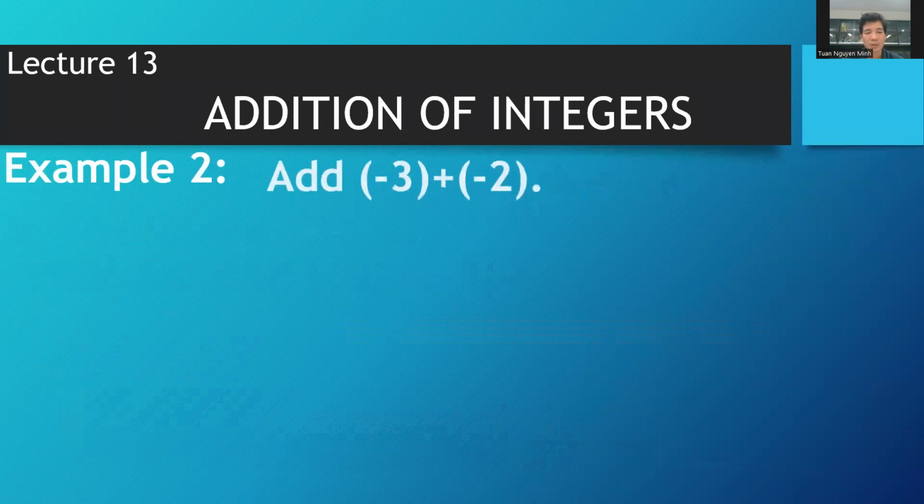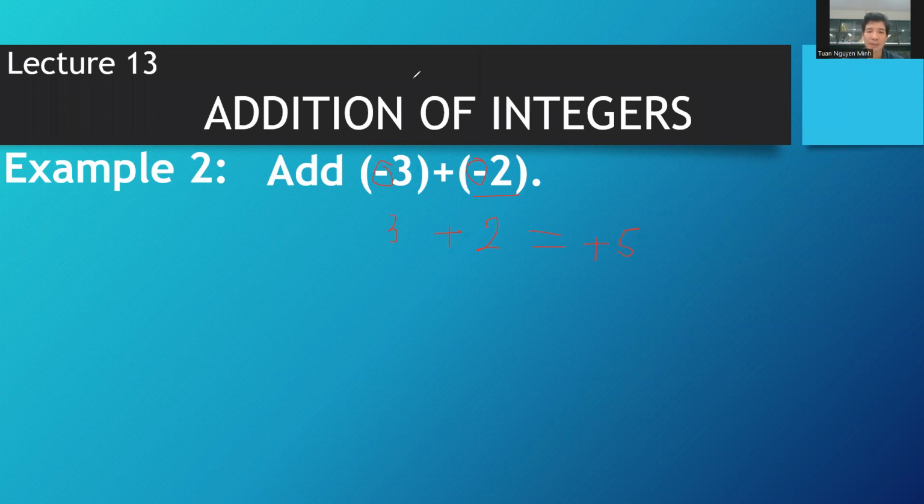Example 2. Here we have -3 plus -2. So they are like signs, the same sign here, minus and minus. The absolute value of -3 is 3, and the absolute value of -2 is 2. So you add them together and you get 5. Sorry, you get 5.